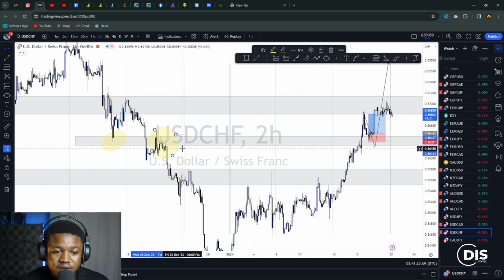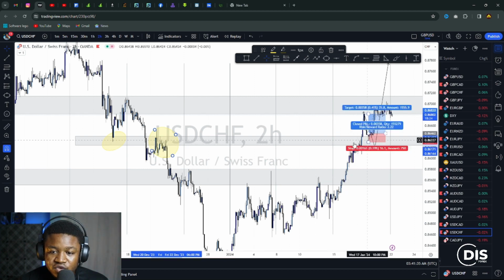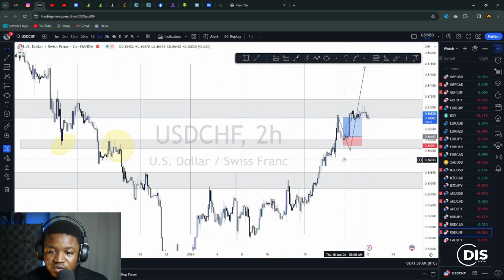Can you see that? We have 2 levels right there. Price broke here, retested, came back. That's a very significant area. Let's focus on this one, which I took the trade.